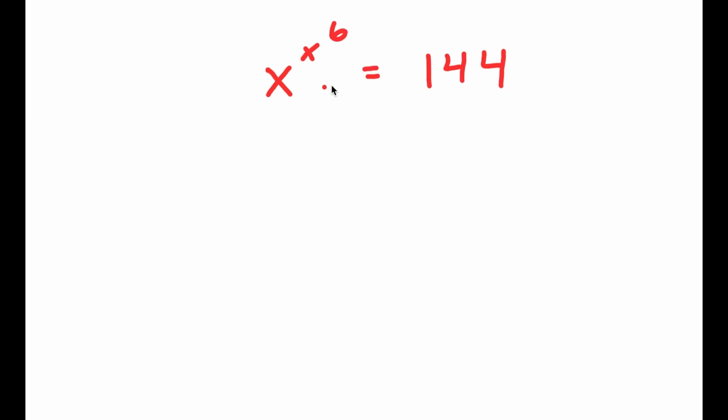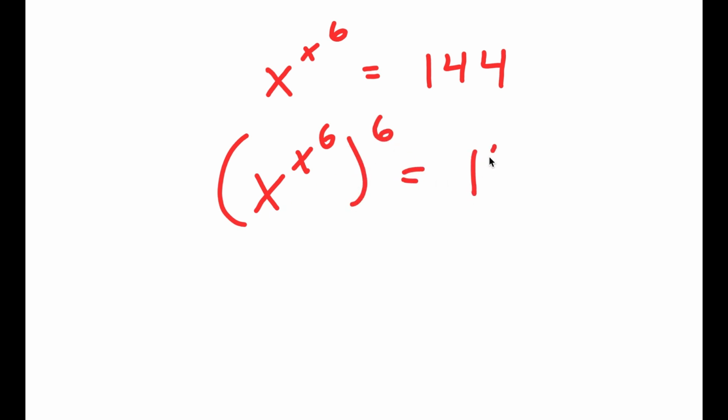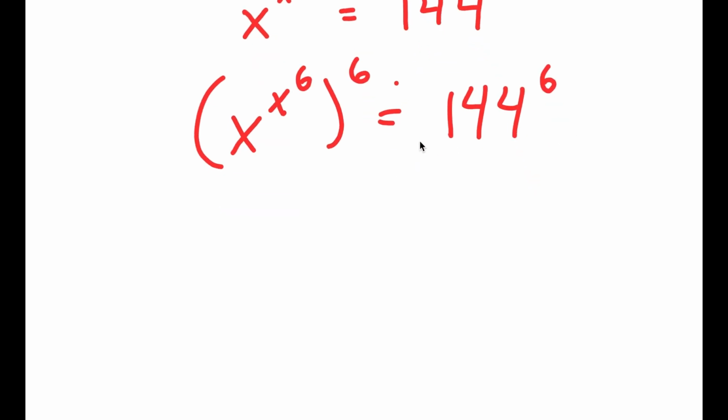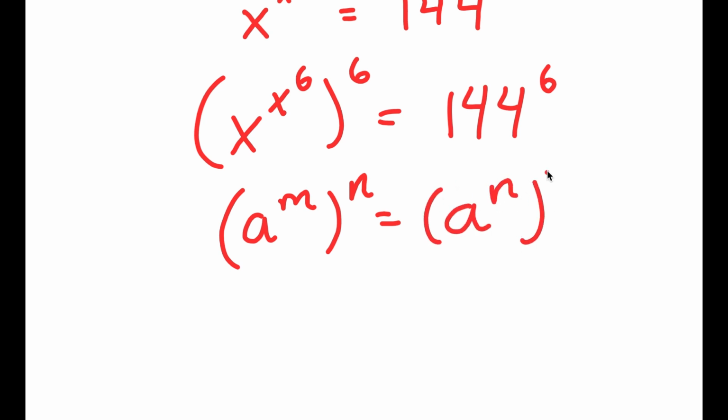All right, so in this problem, I have x to the power of x to the power of 6 is equal to 144. So to solve this, I'm going to start by taking the power of 6 on both sides. Now, if I have something in the form a to the power of m to the power of n, this is equal to a to the power of n to the power of m. And this is the same thing as a to the power of n times m.